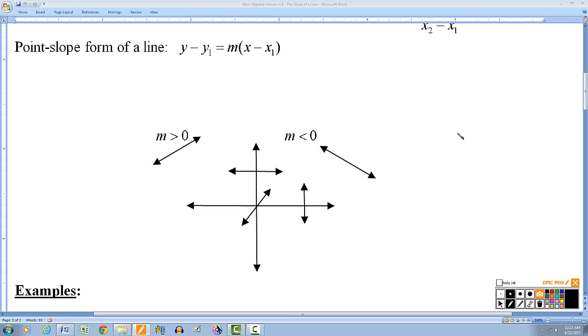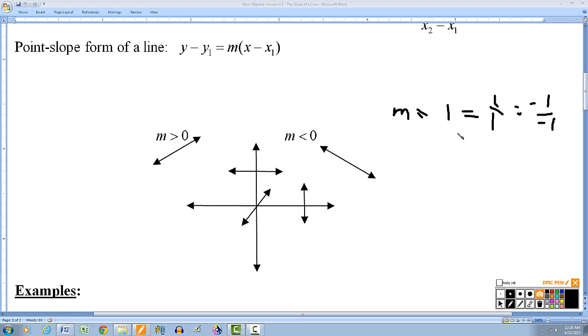So if I tell you that I have a line that has a slope of 1, I could write that as 1 over 1, or I could write that as negative 1 over negative 1. That's still 1. So sometimes we talk about the slope as being the rise over the run, or the change in y over the change in x. That means that if you know a point that a line passes through, you can sketch a graph.